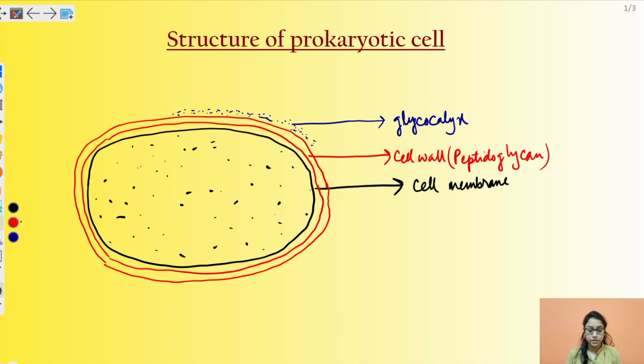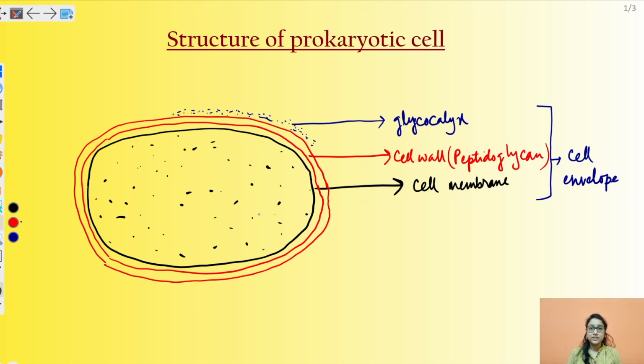or it can be present like a capsule-like structure. Then these three portions, the glycocalyx, the cell wall and the cell membrane, these three layers together form the cell envelope.